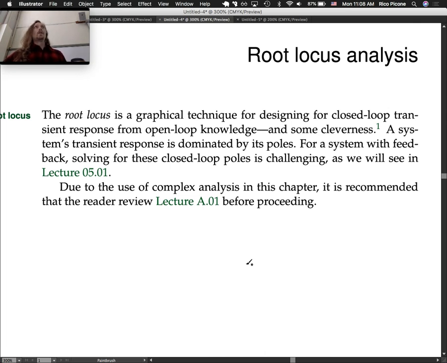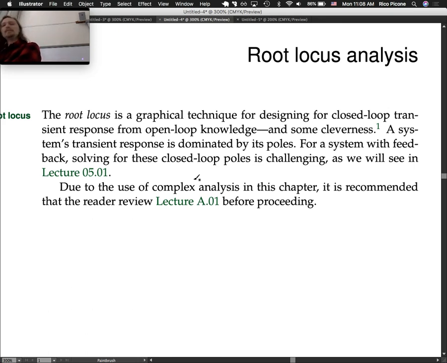So the poles are what we care about. The closed loop poles are what we care about most, right? That's the poles once we put feedback in. So a system's transient response is dominated by its poles. For a system with feedback, solving for these closed loop poles is challenging, as we'll see in lecture 5.1. So on Wednesday, I'll go through an argument for why it's a challenge to actually determine where these poles are when you're designing a system.